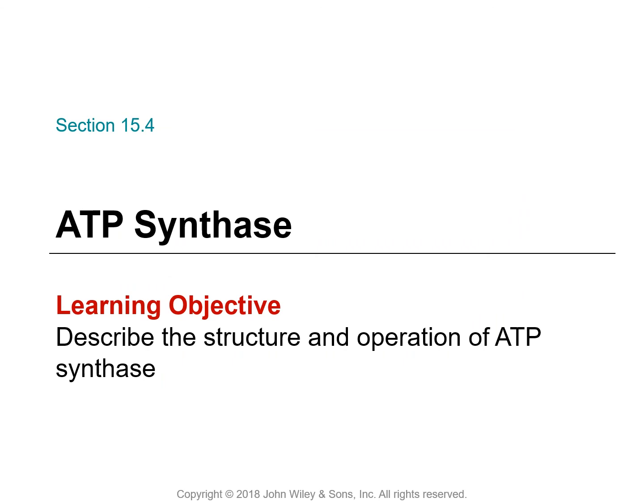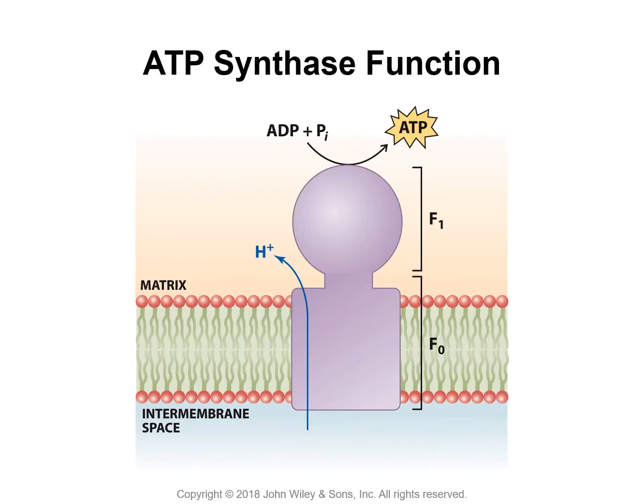All right, last section I think is dealing with ATP synthase, learning the structure and operation of ATP synthase. Now, the ATP synthase functions as protons flow through the FO component from the intermembrane space to the matrix. The F1 component catalyzes the synthesis of ATP from ADP plus Pi.